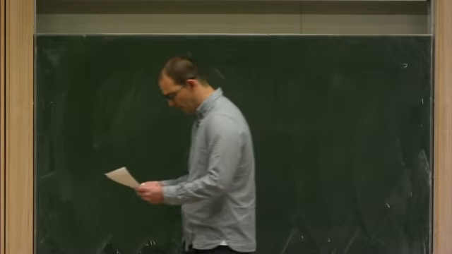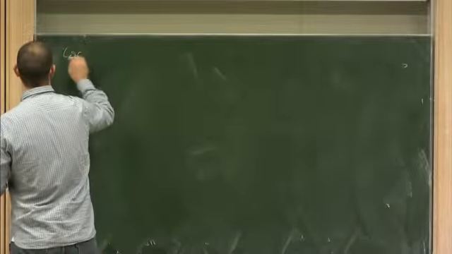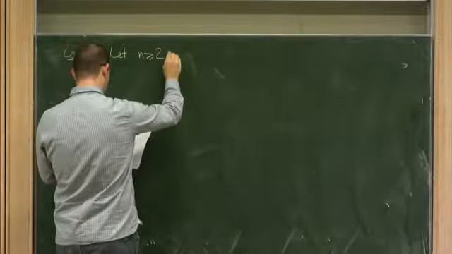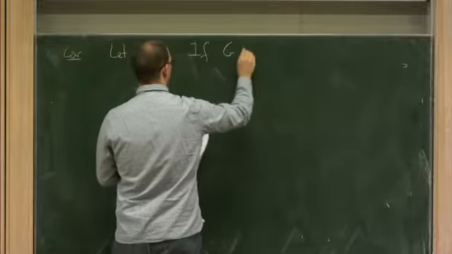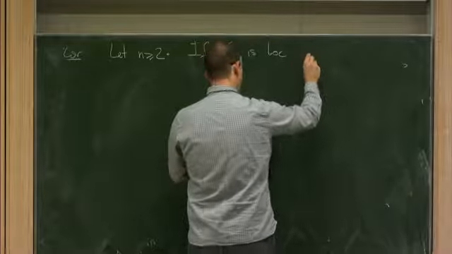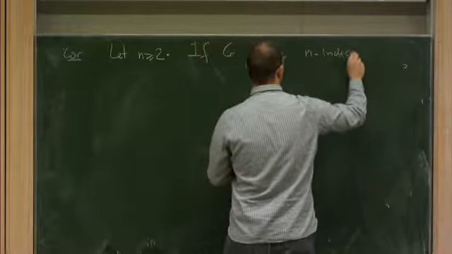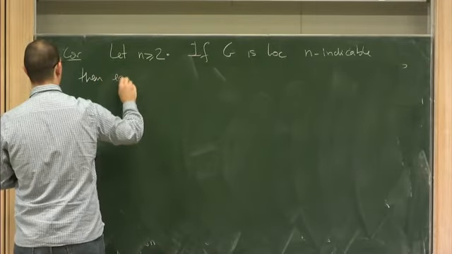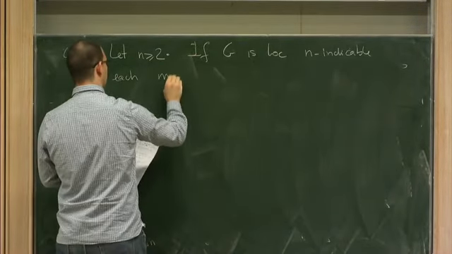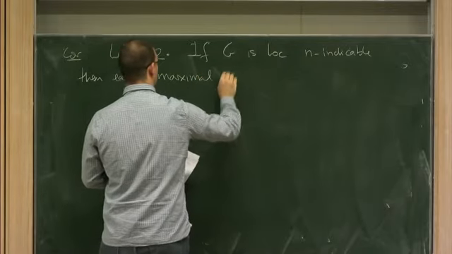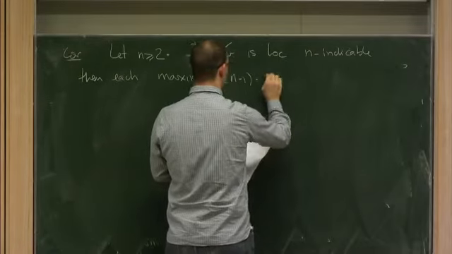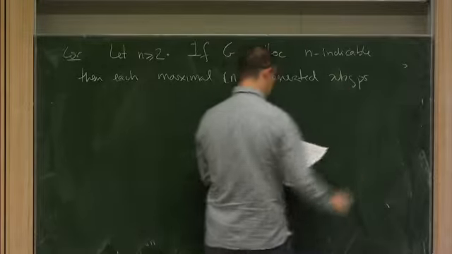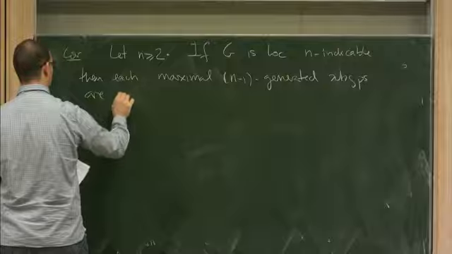So let me just write the corollary. So now it makes more sense what I'm saying. Let n be greater than or equal to 2. If G is locally n-indicable, then each maximal n minus 1 generated subgroup is relatively convex.